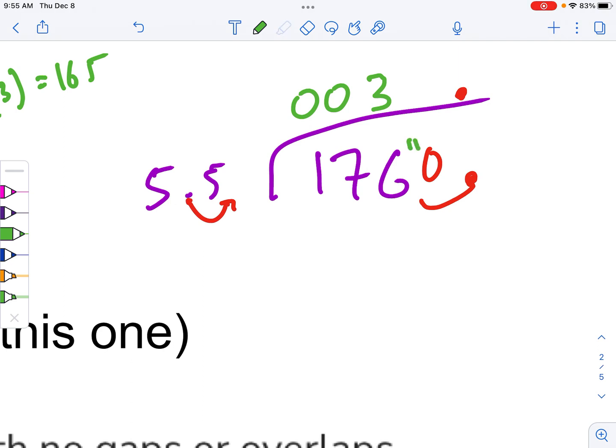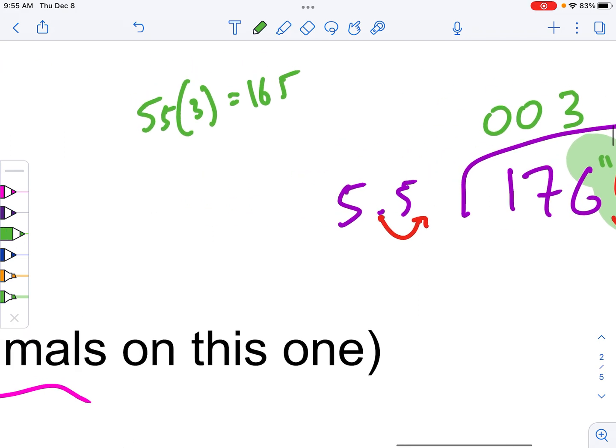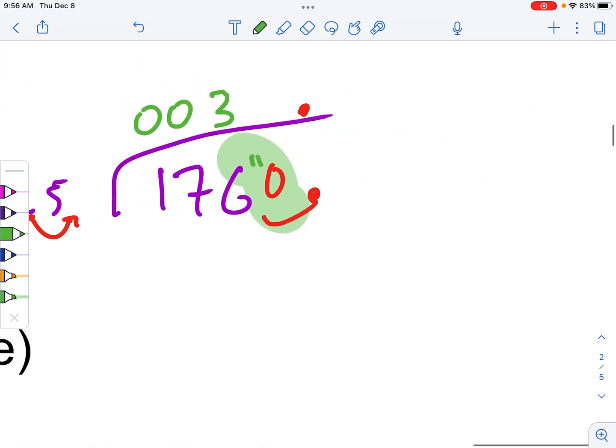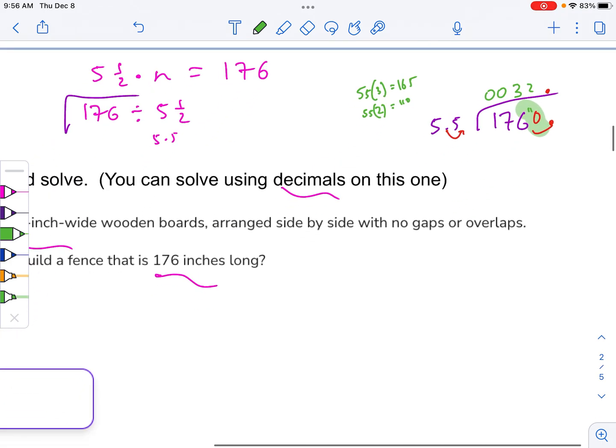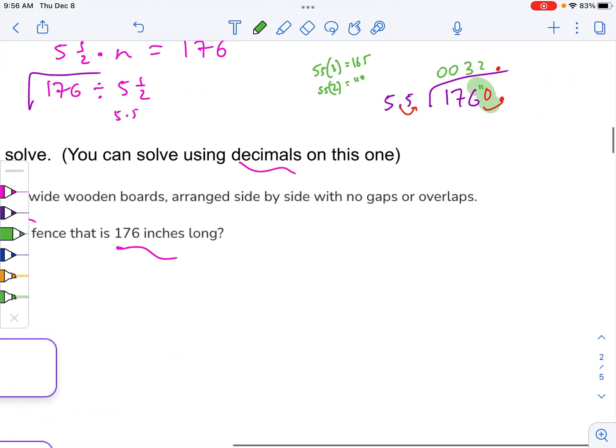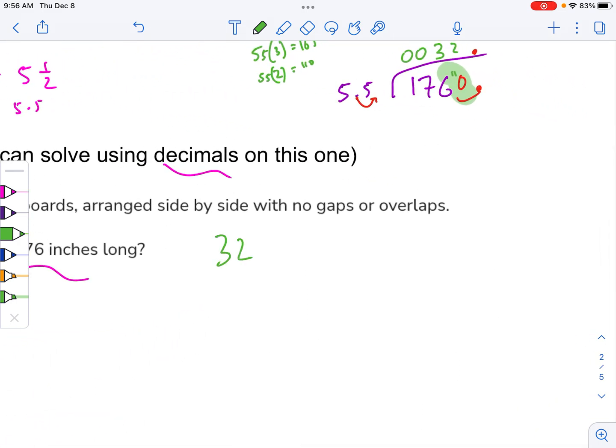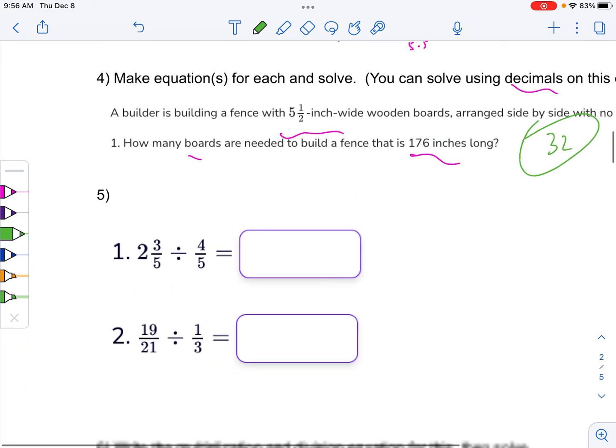So 55 times 110, that's too many. Let me try 55 times 2. 2 55s is 110. Ding! 32. I think the answer is 32. What's it asking? How many boards? It's 32 boards. Yes, 32 boards. Sweet bucket of lava. Let's move along.